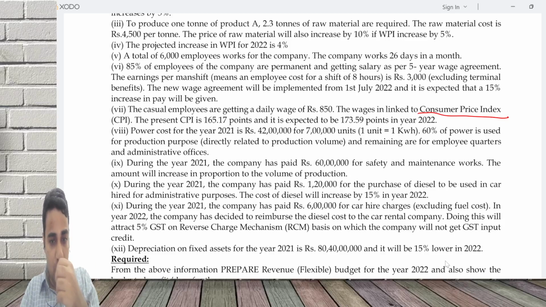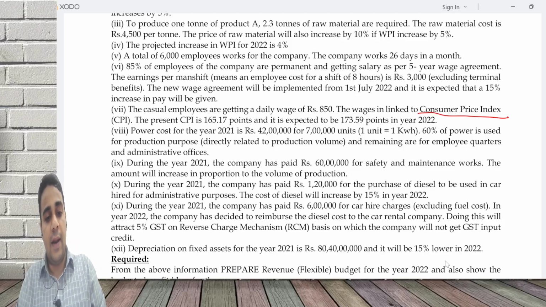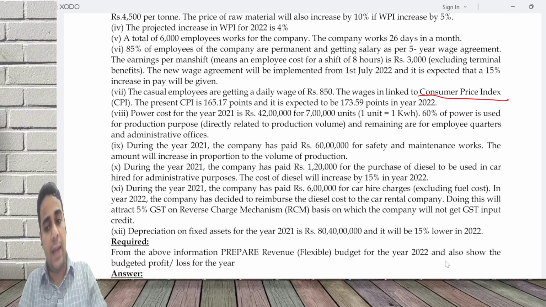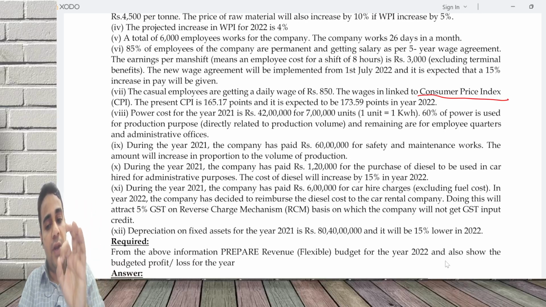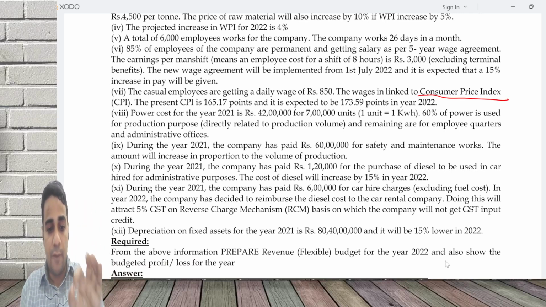During the year 2021, company has paid 1,20,000 for the purchase of diesel to be used in car hired for administrative purpose. Cost of diesel will increase by 15%. During the year, the company has also paid 6 lakh for car hire charges. In year 2022, the company has decided to reimburse the diesel cost to the car rental company. Doing this will attract a 5% GST on reverse charge mechanism basis, for which company will not get any input credit. Depreciation is 80 crore 40 lakh and will be lower. Prepare a revenue budget and also show the budgeted profit or loss for the year.